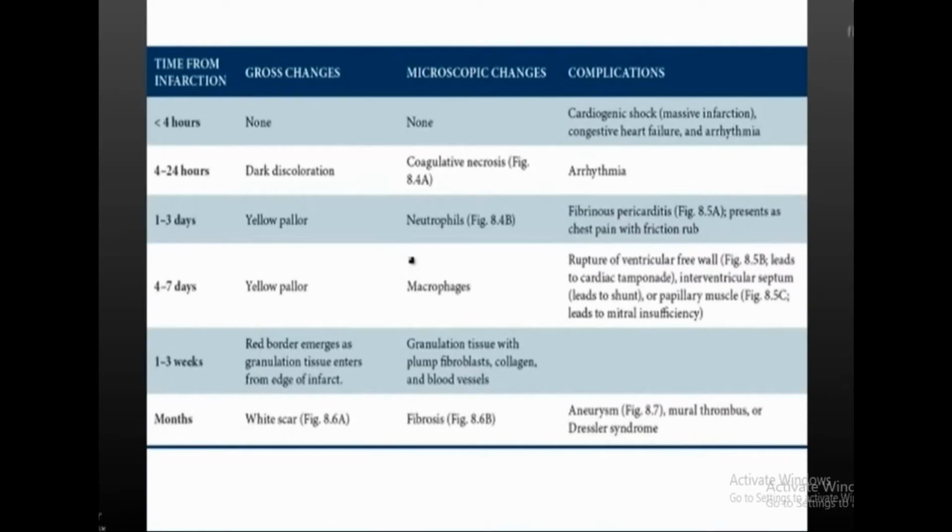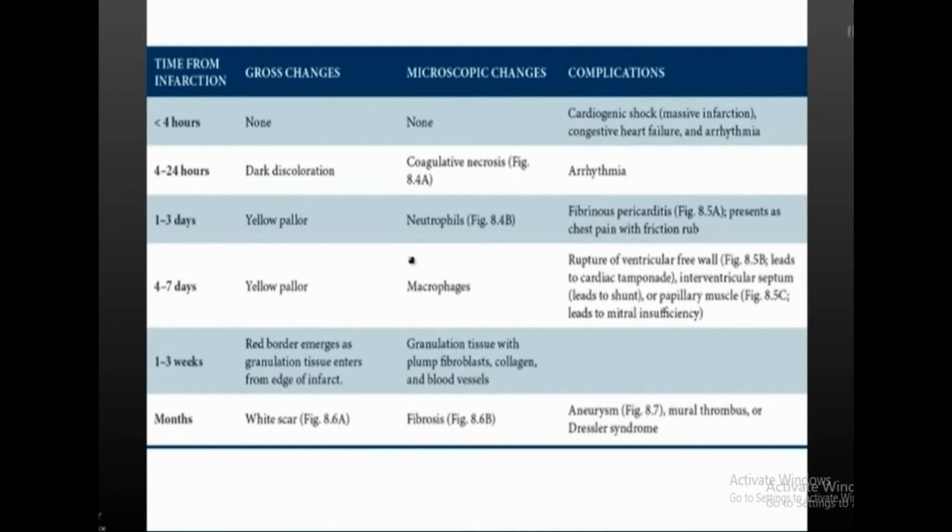Then the third process, from week to month, includes granulation, which is the foundation of scar formation. It is the base of the scar formation. After a month, the scar is formed. The scar is not as strong as myocardium. It is weaker than myocardium. Okay. First, we need to understand the necrosis, inflammation, and scar formation.